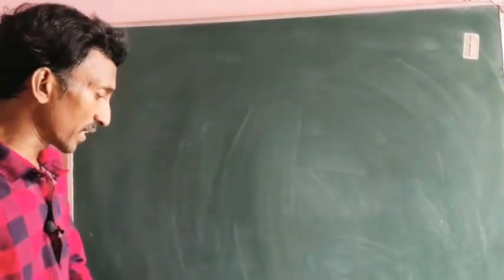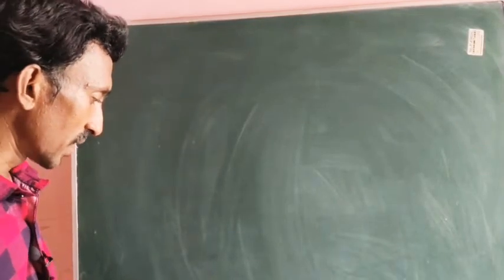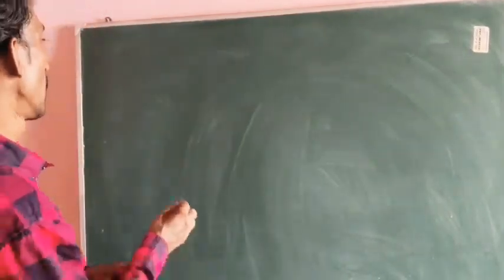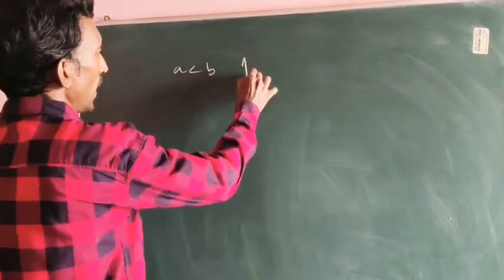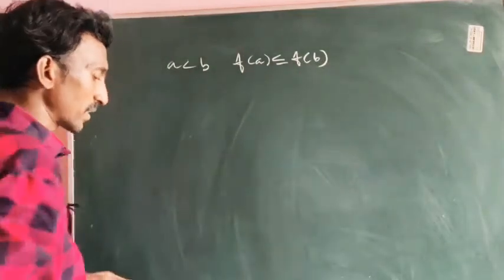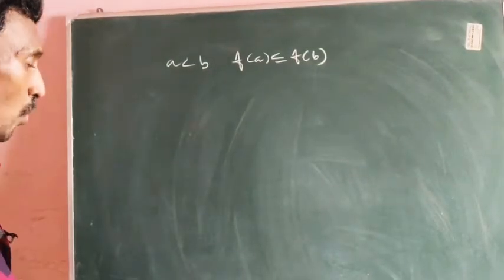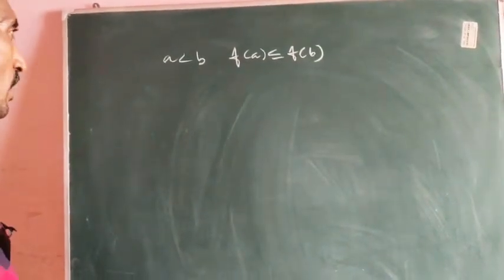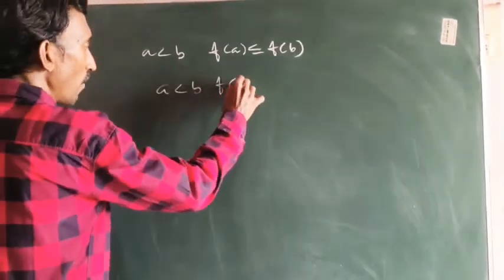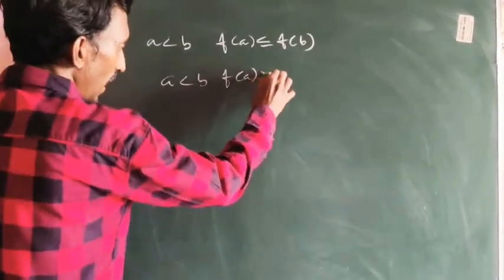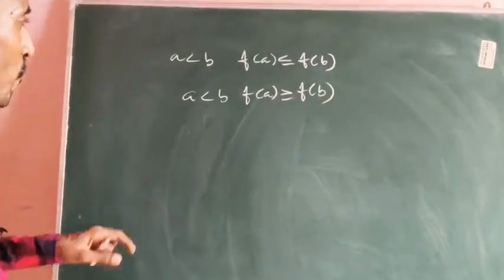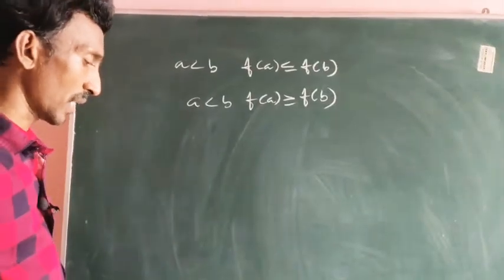So f of x is an increasing function in a given interval when a less than b, then f of a less than or equal to f of b, then the function f of x is said to be monotonic increasing. Similarly, when a less than b, then f of a is greater than or equal to f of b in the interval I, then f is said to be a decreasing function on capital I.